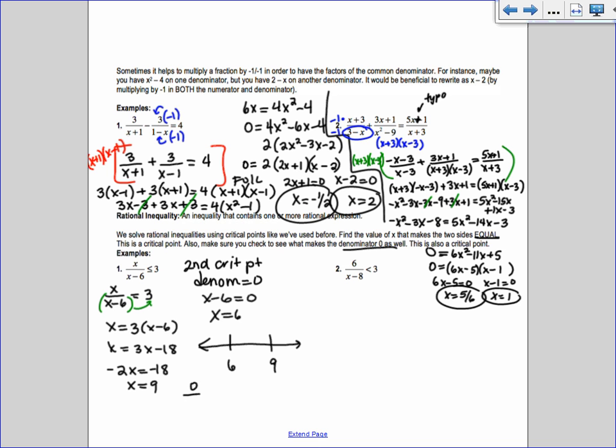0 over 0 minus 6 is less than or equal to 3. 0 over negative 6 is 0. Is that less than or equal to 3? Yeah, 0 is less than or equal to 3. That works. Then I try 7. So I have 7 over 7 minus 6. Is that less than or equal to 3? So 7 over 1, right? 7. Is that less than or equal to 3? No. And 10, so I have 10 over 10 minus 6. Is that less than or equal to 3? Well, that's 10 over 4. 10 over 4 is 2.5. Is that less than or equal to 3? Yes.